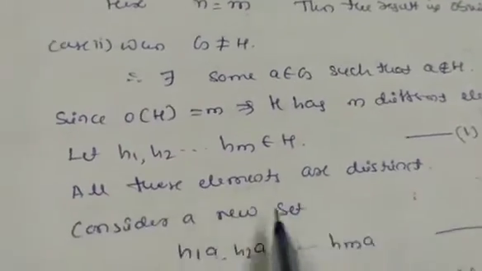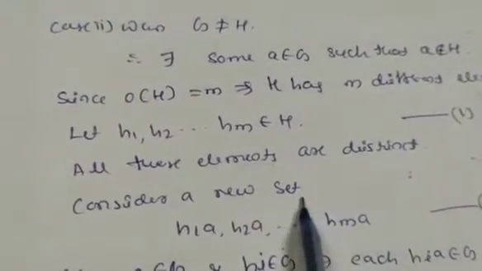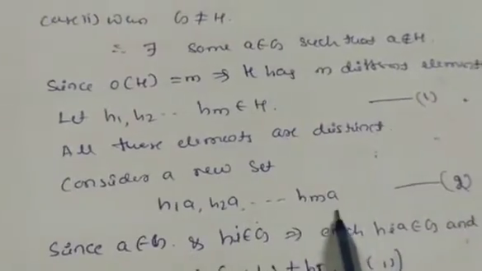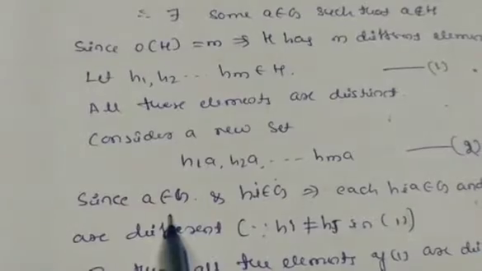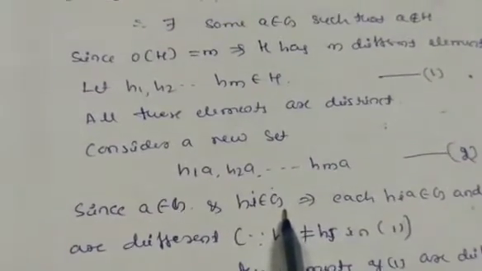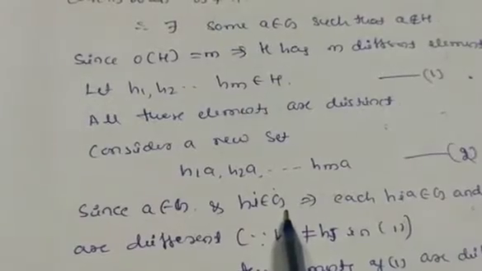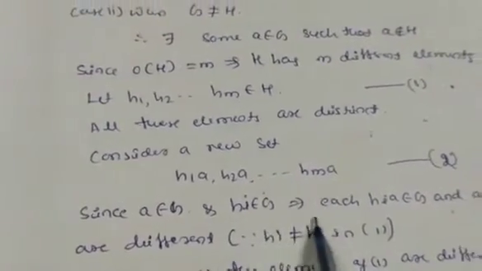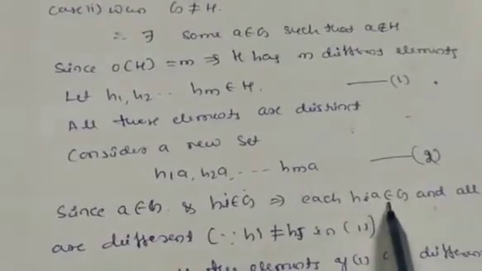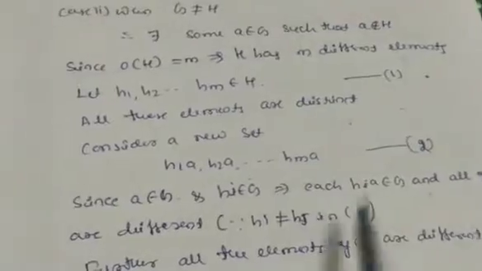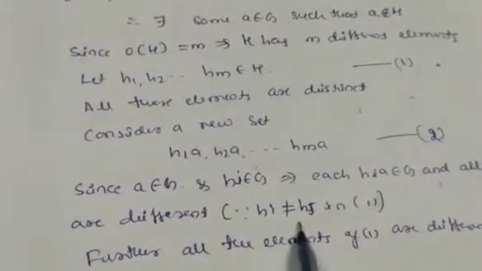Now consider a new set: H1A, H2A, etc. up to HmA. Take this as equation number 2. Since A belongs to G and Hi also belongs to G, in the previous theorem we have proved that if A belongs to G and Hi belongs to G, then HiA also belongs to G. So this implies each HiA belongs to G, and all of them are different because Hi is not equal to Hj.